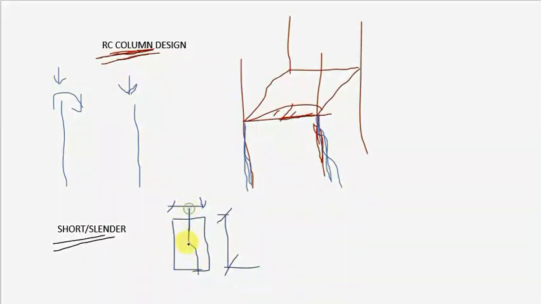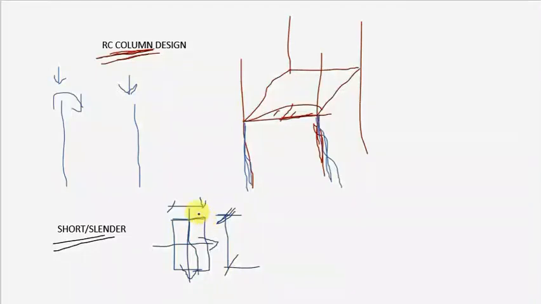If this column is bending in this direction, then the depth which is responsible for bending is our 400 here. That is very important, because I think it is something which people do miss. If it is bending in this direction, the depth which is responsible for taking care of that bending is the 400, right? But if it is bending in this direction, then the depth which is responsible for that bending is 200.